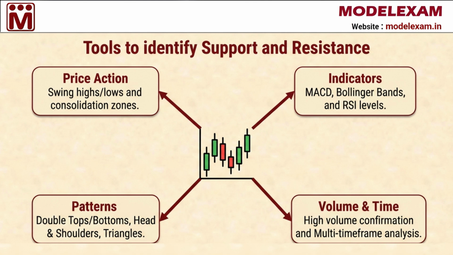To find these levels accurately, we use a combination of tools. You can look at price action by identifying swing highs and lows or consolidation zones where the price moves sideways. You can use indicators like MACD, Bollinger Bands or RSI levels. You can look for chart patterns like double tops or head and shoulders. And most importantly, always use volume and time analysis. High volume confirms that the level is significant.